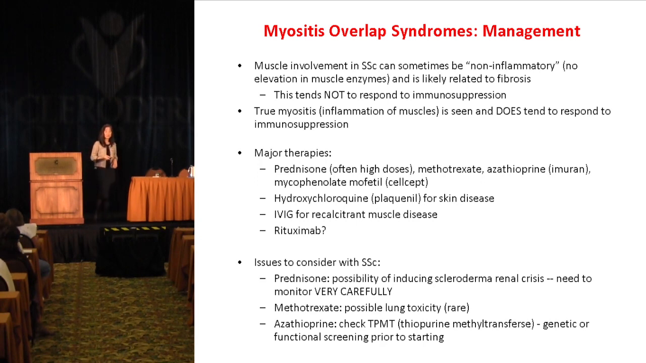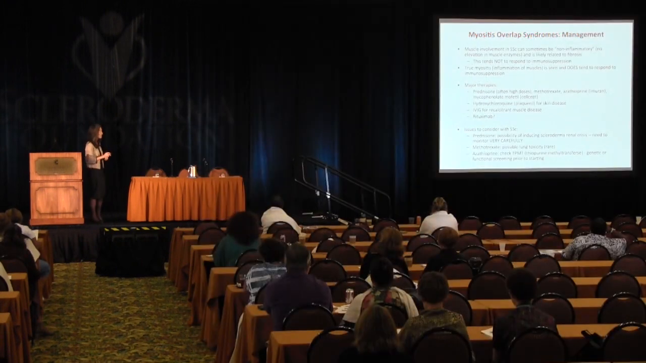And then azathioprine, one other little educational point: you should make sure your doctors check what's called a TPMT level, either a genetic test or a functional test, prior to starting azathioprine. This should be on your handout. I don't expect you to memorize that word, but rheumatologists should be aware of it, and it's good if you can remind your rheumatologist.